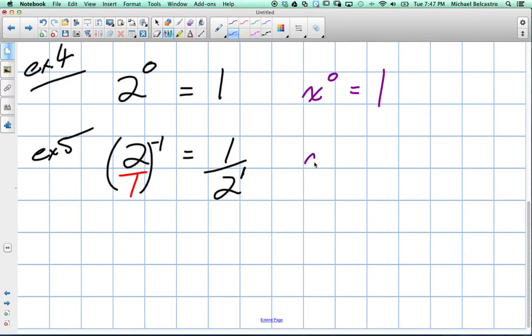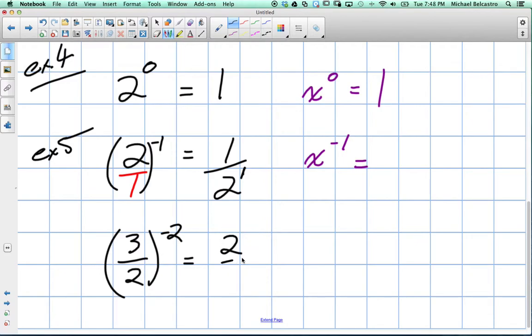So if we were to write this as a rule, x to the power of negative 1 is equal to what? It's a hard one to write this rule. I'll give you another example. Let's say we had 3 over 2 to the power of negative 2. I want to make this exponent positive. I invert what's in there, so it becomes 2 over 3 to the power of positive 2. So if I were to write this as an exponent, x to the power of negative 1, how to make that a positive exponent? It's equal to what?